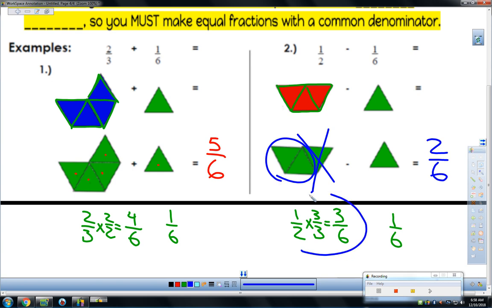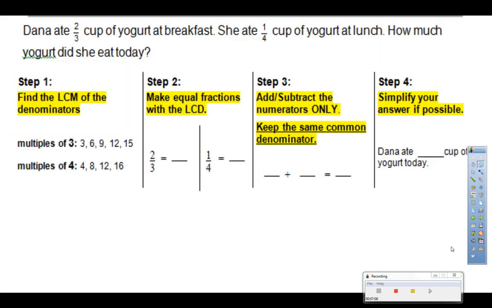This step right here, this is the new piece in this topic, making these equivalent fractions, and we're going to talk about how right now. All right, so let's highlight these 4 steps. They are the same whether you are adding or subtracting.